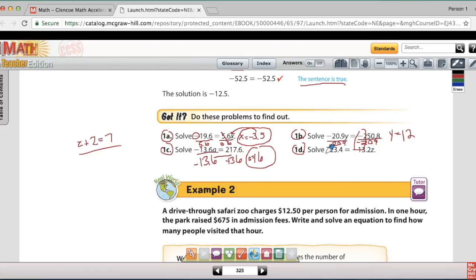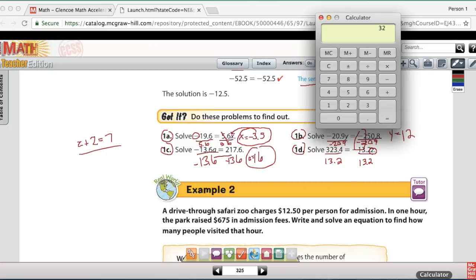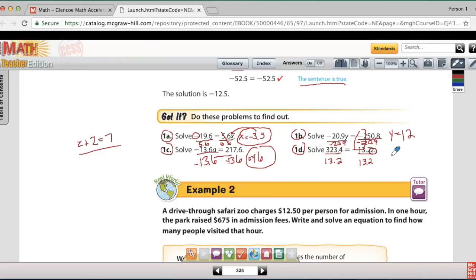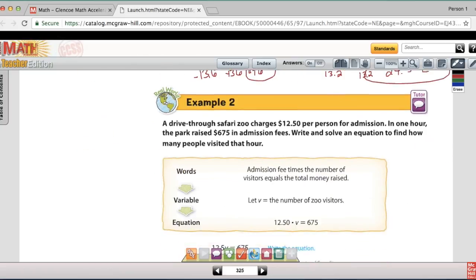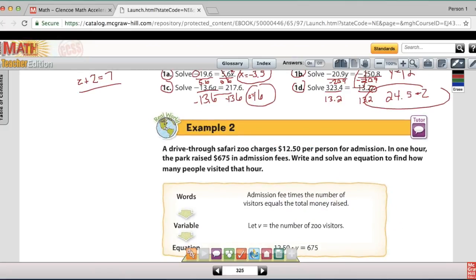And lastly, 1d, divide both sides by whatever the coefficient is of x, or in this case z, because I want to isolate the variable. So 13.2, and then we have 323.4 divided by 13.2, which is equal to 24.5. So 24.5 equals z.